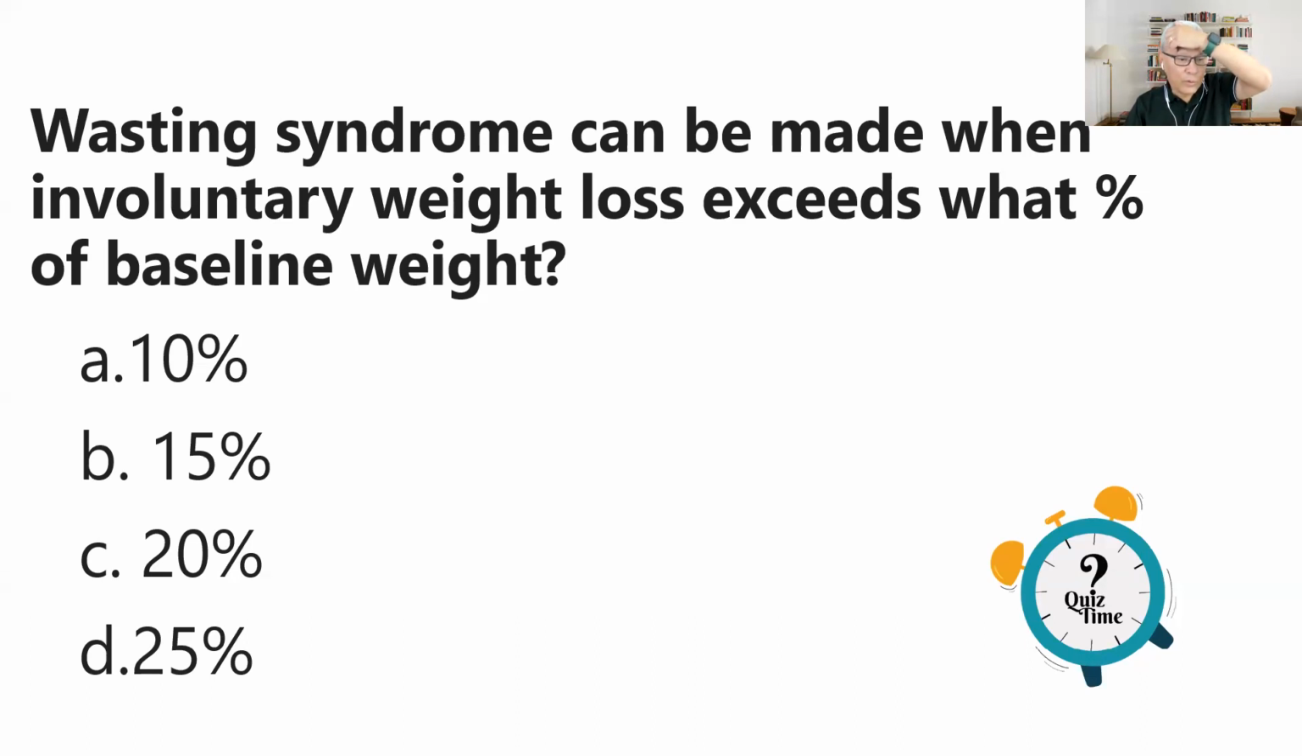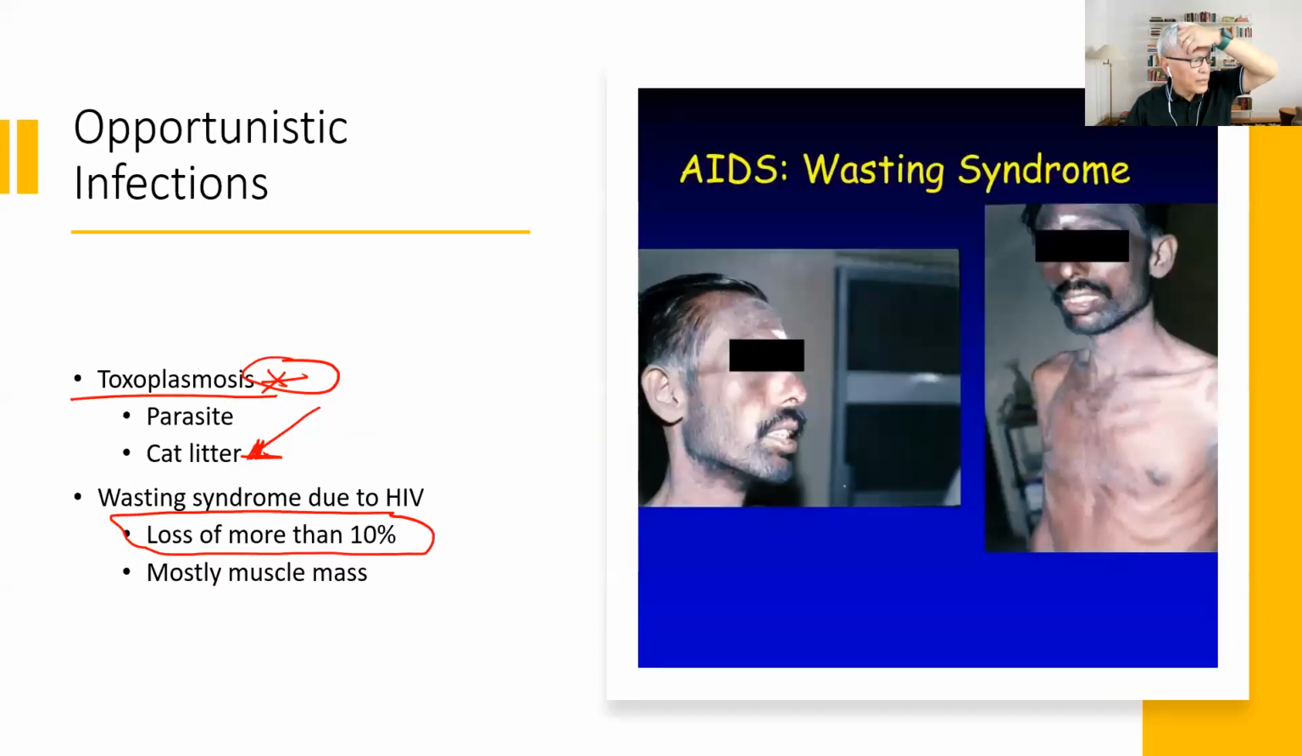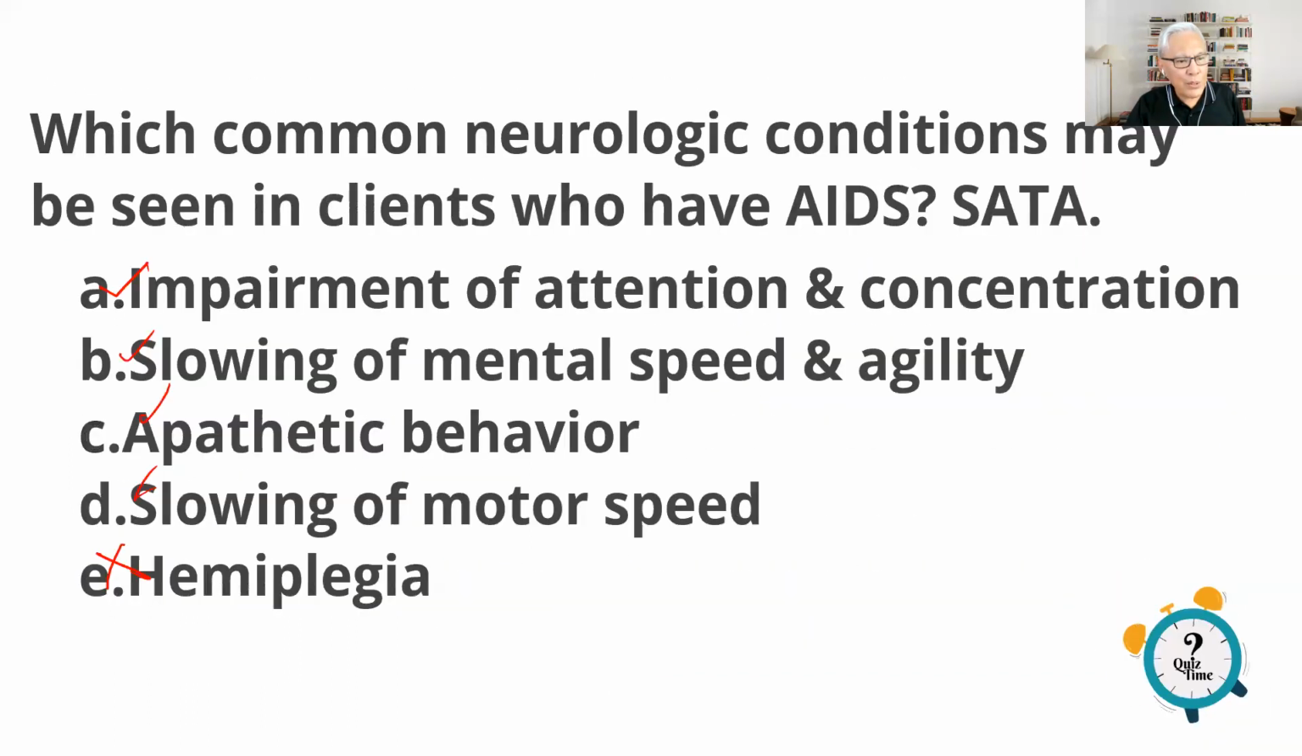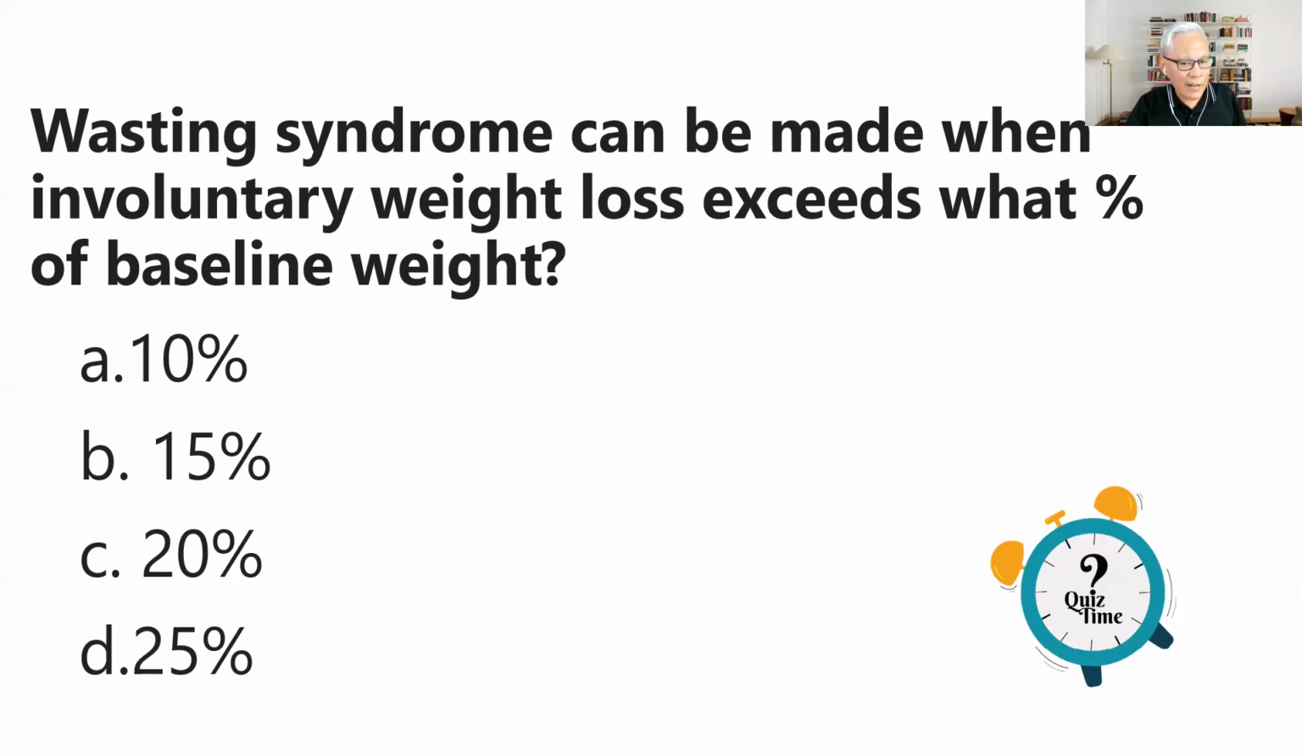All right, so you remember this slide right over here. A loss of more than 10% of body weight is going to be a characteristic of wasting syndrome due to HIV. So the correct response in that question is letter A, 10%.